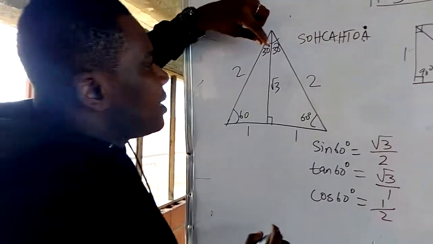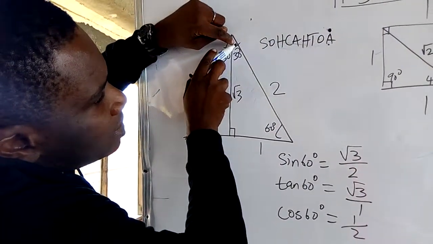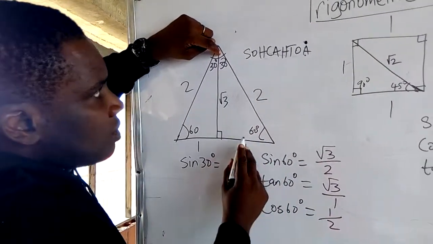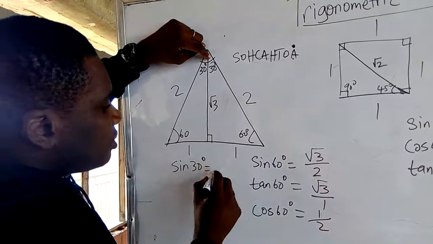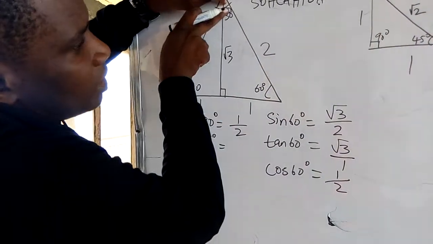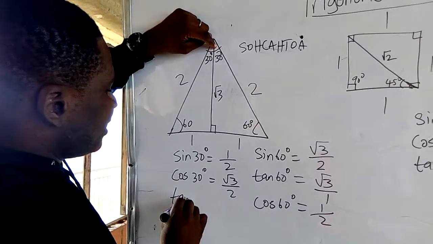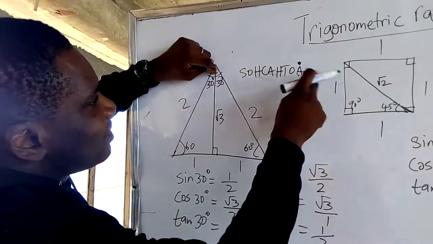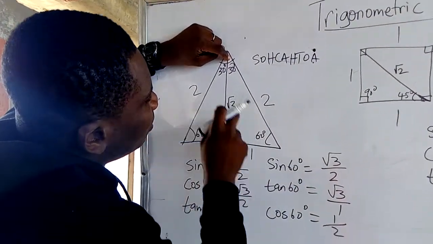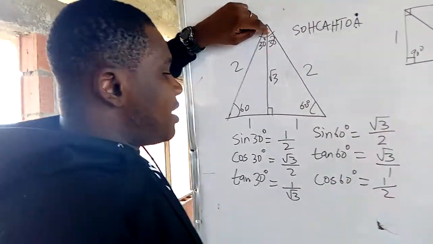So let's look at 30 degrees. Now looking at 30 degrees, this is the adjacent now. So sine 30 degrees will be what? Opposite over hypotenuse, 1 over 2. Cos 30 degrees is adjacent over hypotenuse, which is root 3 over 2. Now tan 30 degrees will be opposite over adjacent, 1 over root 3. So that's how it goes, very simple.